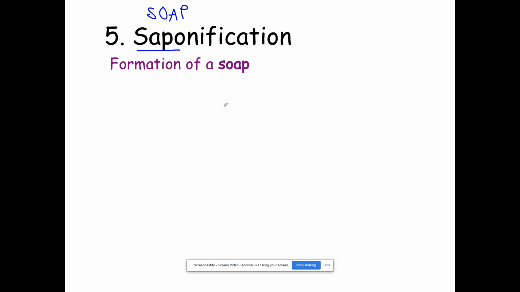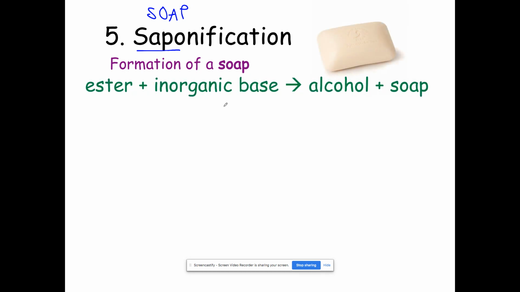Saponification is the formation of soap. All you need to do is recognize what a saponification reaction is. You don't need to write it or draw it. You just need to know that to form a soap, you need esters, fats, and an inorganic base, something like NaOH, and you're going to form alcohol and soap. Soap is what we call a salt of a fatty acid.